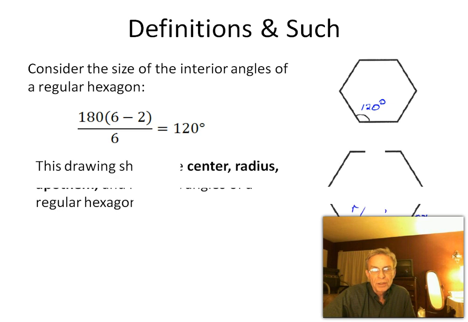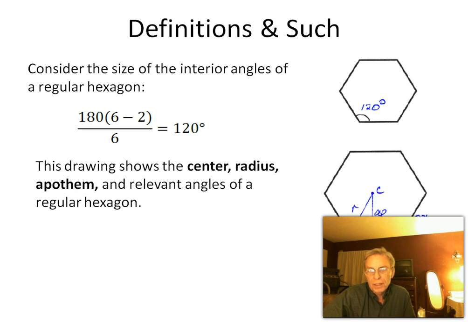When we draw this, it shows the center, the radius, the apothem and the relevant angles. The radius is half of a diagonal, running from the center to the vertex. The apothem runs from the center to the midpoint of the side. And x represents the length of half of one of those sides, so 2x represents the length of the whole side.